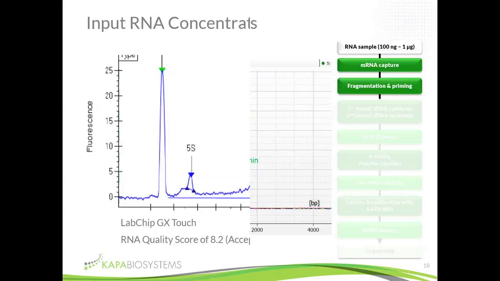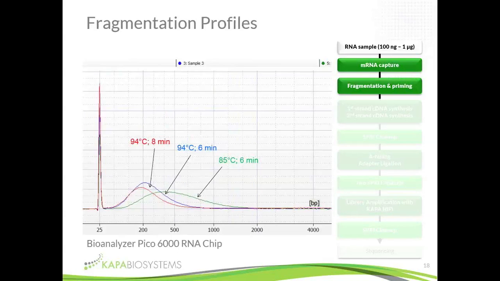After fragmentation, we analyze the electrophoretic profile of fragmented DNA. As I mentioned, it is recommended that prior to moving into your library construction workflow, you perform a small pilot study to determine the optimal fragmentation parameters for your workflow. In this particular pilot experiment, we started with 500 nanograms of UHR RNA and proceeded through fragmentation under various conditions. Following Ampure cleanups, these samples were run on a Bioanalyzer Pico 6000 RNA chip.